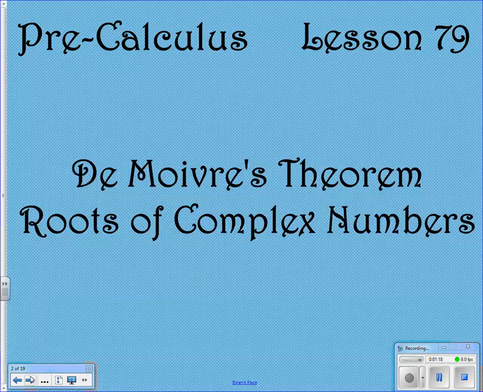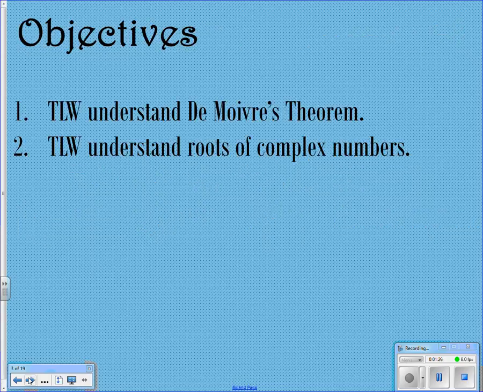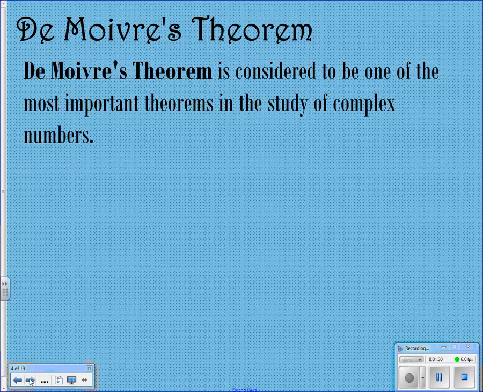So we are looking at lesson 79 today. We're looking at De Moivre's theorem and then roots of complex numbers. So hopefully you'll understand his theorem after this lesson and you'll understand how to find roots of complex numbers. De Moivre's theorem is considered to be one of the most important theorems in the study of complex numbers. It's used a lot whenever you're dealing with complex numbers.